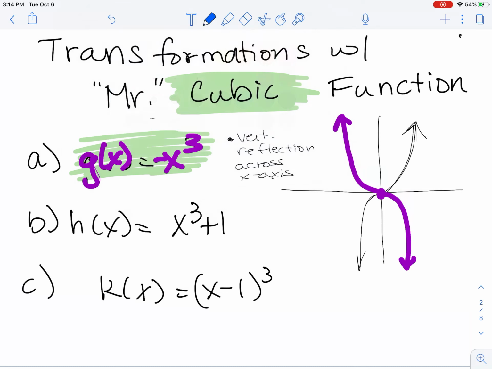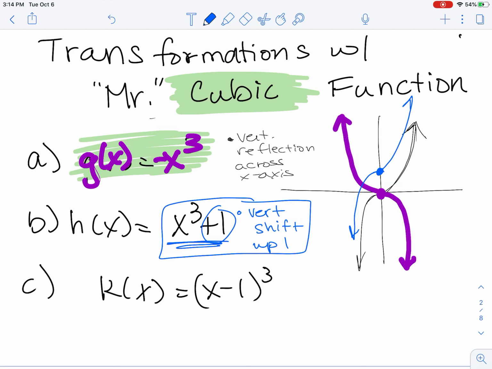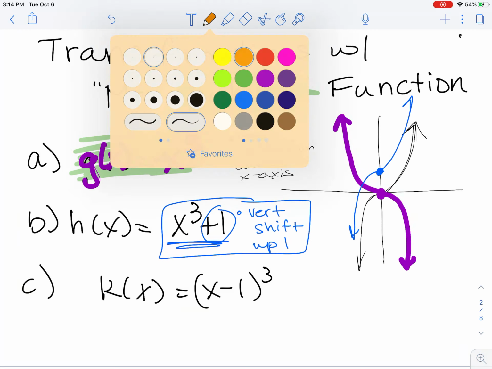Now we're going to look and see, okay, what's going on here with this one right here? Well, we know that that plus 1 outside of the x parentheses, we're going to say that's a vertical shift up 1 unit. So going from the black, again, our center is not at 0, 0. We're going up 1, but then everything else stays the same. Okay, so that's our x cubed plus 1.